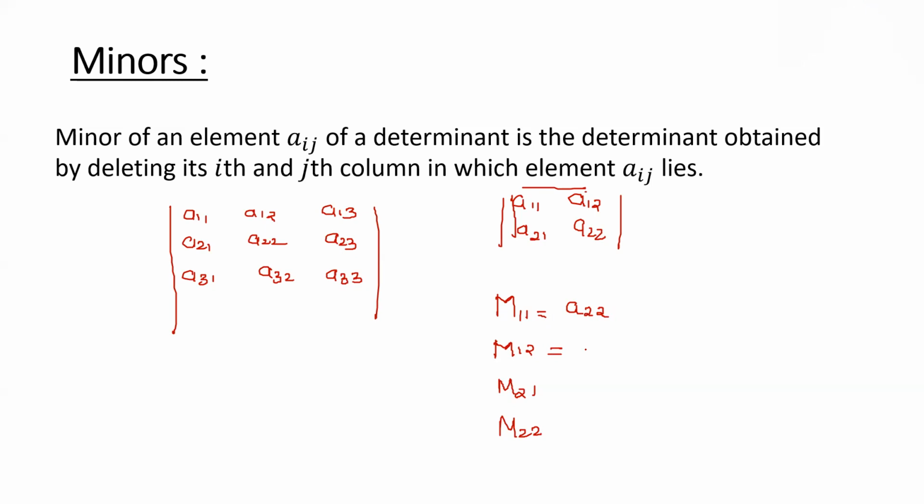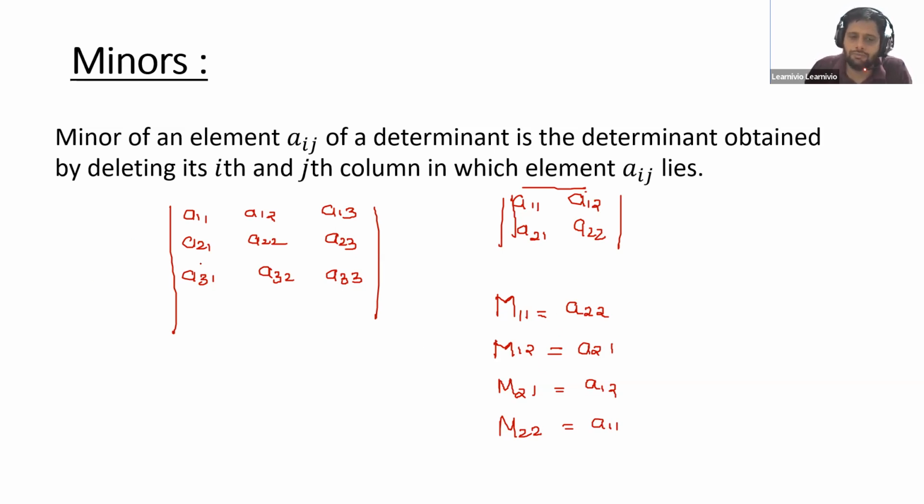Sir, A21. A21, very good. Then M21 is what? It is A12, very good. Abdur, can you tell me what is M22? A11. A11, very good. Okay, so for a determinant of order 2, we can easily find the minor like this.